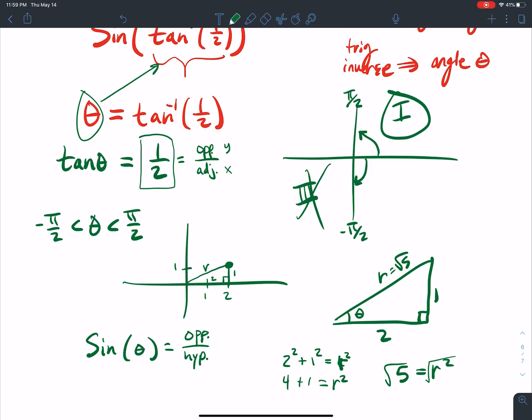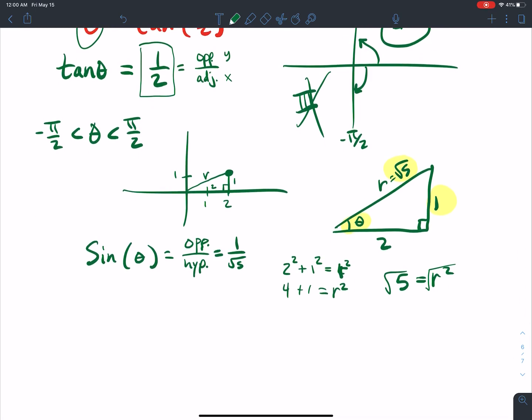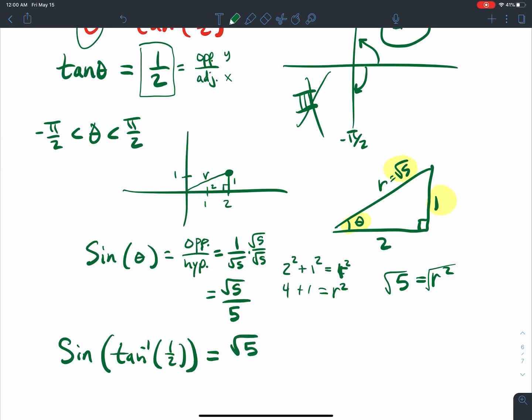Now, the sine of theta is opposite over hypotenuse. So that's equal to 1 over the square root of 5. If I multiply top and bottom by square root 5, I get square root 5 over 5. So my answer, sine of arctangent of 1/2, is equal to the square root of 5 divided by 5. Okay? So the thing to remember here may help you out.